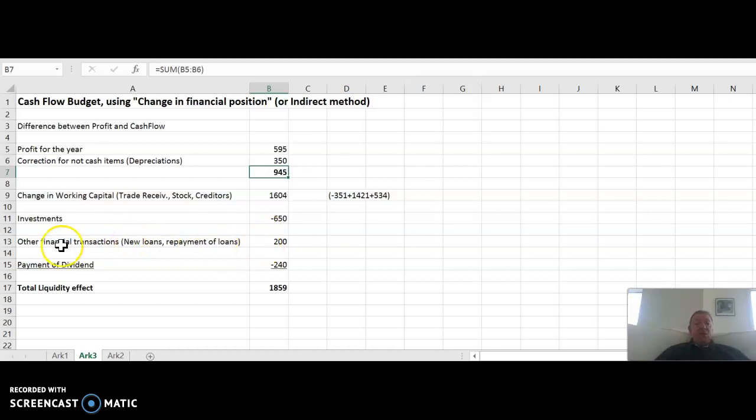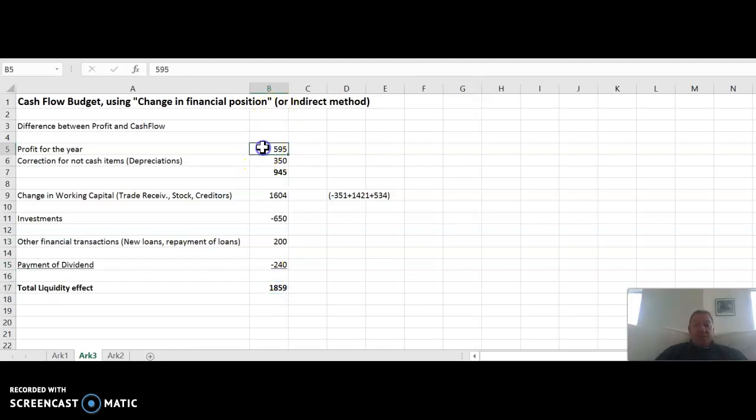In this case, we took a loan of 200. Of course, if we are repaying loans or taking new loans, we have to make a correction for this. So we had a loan of 200. That is a plus for our liquidity. And then we paid some of the profit from last year to our shareholders, so we also have to make a correction for this one. Therefore, we end up with a total liquidity of 1859.